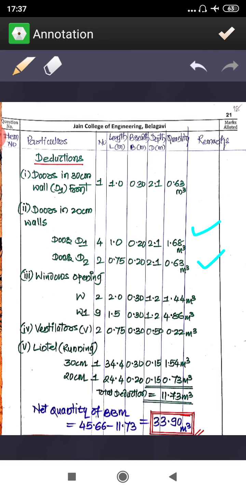Now window openings W, larger windows, two numbers, the size is 2 into 1.2 and it is in a 30 centimeter wall, so 0.3 is the width, the quantity is 1.44. Similarly W1, 9 numbers into 1.5 into 0.3 into 1.2, so the quantity is 4.86. And the ventilators, two ventilators are there and the size is 0.75 into 0.3 into 0.50, the quantity is 0.22 meter cube.